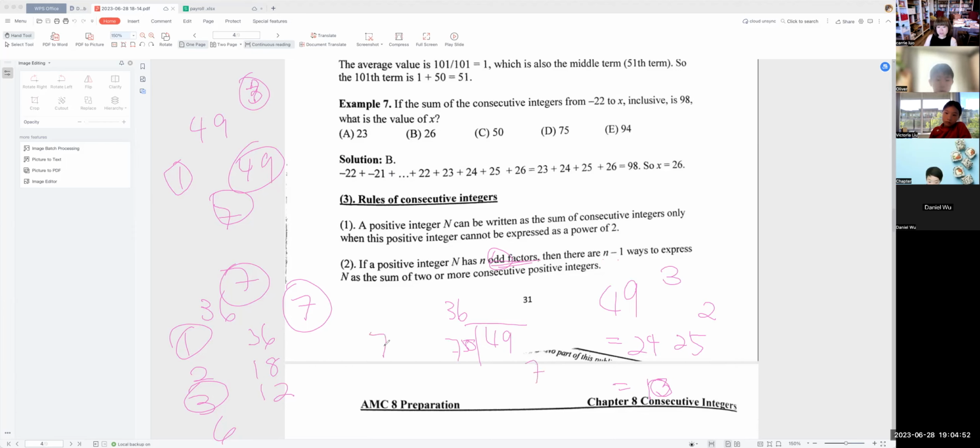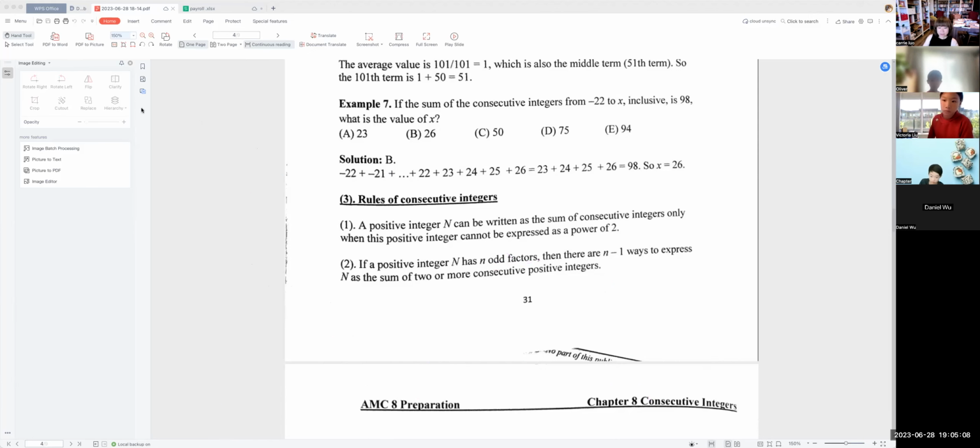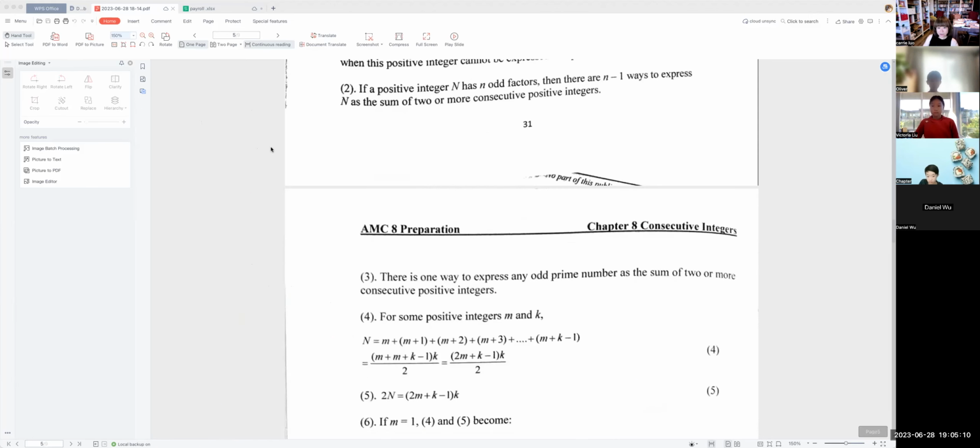So 7, 6, 5, 4, and sorry, 4, 5, 6, 7, 8, 9, 10 added together equals 49. Get it, everybody? Okay, so that is a way of doing that. Okay, so let's take a look at number 3.